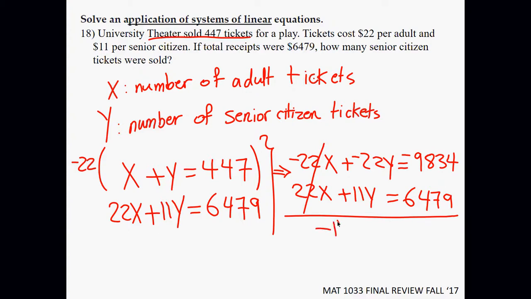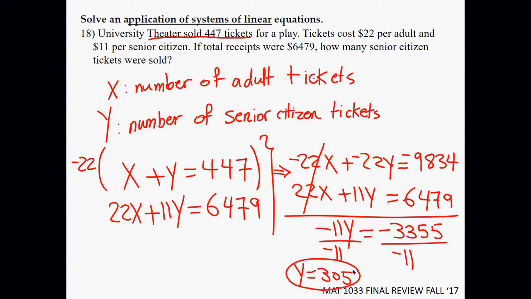And I will have negative 11y equals negative 3,355. If I divide by negative 11, you end up with 305. y equals 305. That means 305 tickets were sold to senior citizens.